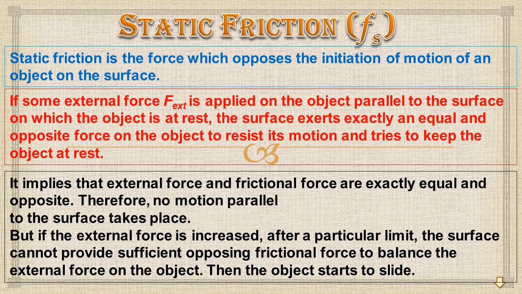Now, this implies that the external force and the frictional force are exactly equal and opposite. Therefore, no motion parallel to the surface takes place. But if the external force is increased beyond a particular limit, the surface cannot provide sufficient opposing frictional force to balance the external force on the object. Then the object starts to slide.